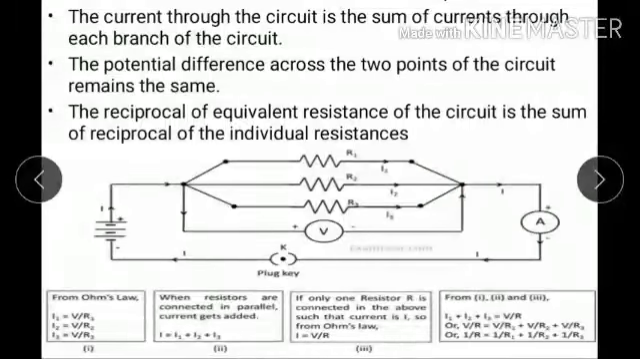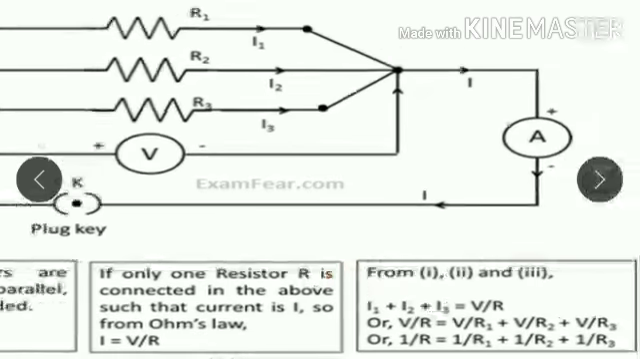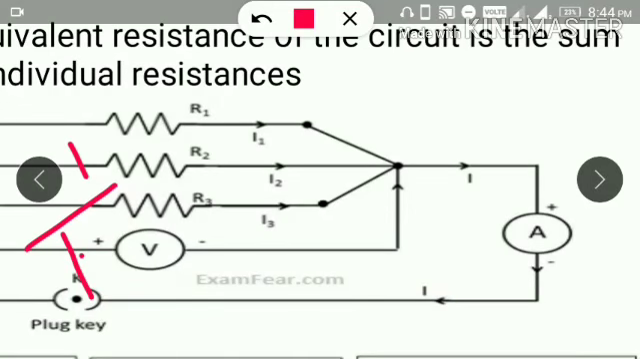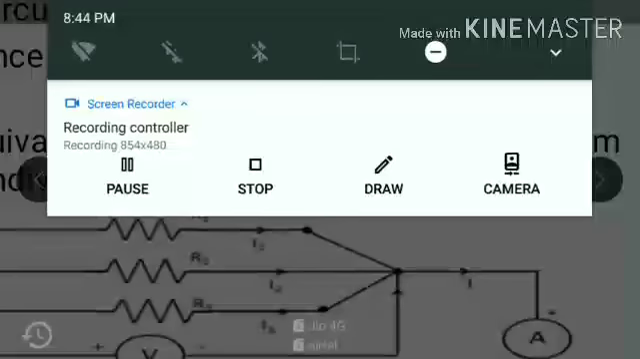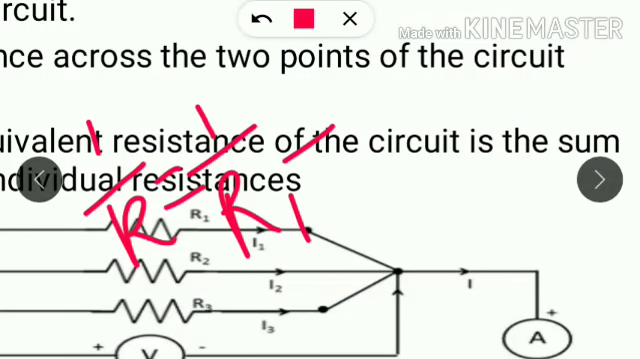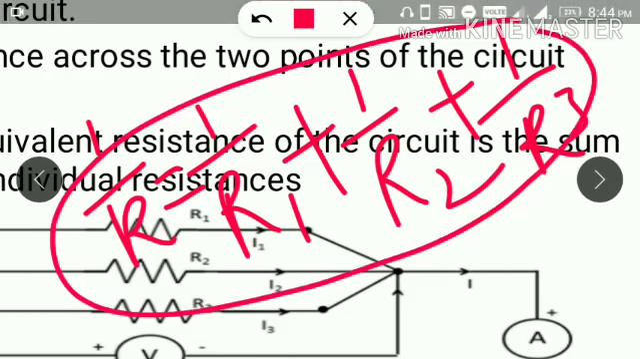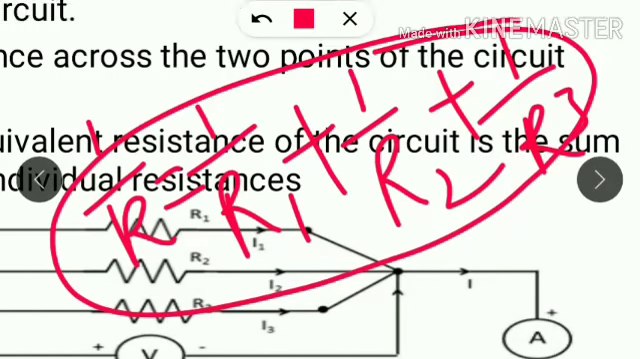Now see, for this circuit, I is equal to I1 plus I2 plus I3, because currents are different. If only one resistor R is connected in the above circuit such that the current is I, then from Ohm's law, V is equal to IR, I is equal to V upon R. For this combination, what is the resistance? 1 upon R is equal to 1 upon R1 plus 1 upon R2 plus 1 upon R3. This is the formula of the parallel combination. By this formula, we can determine the total resistance.